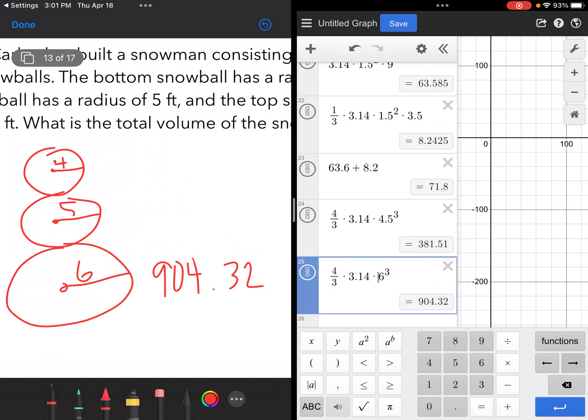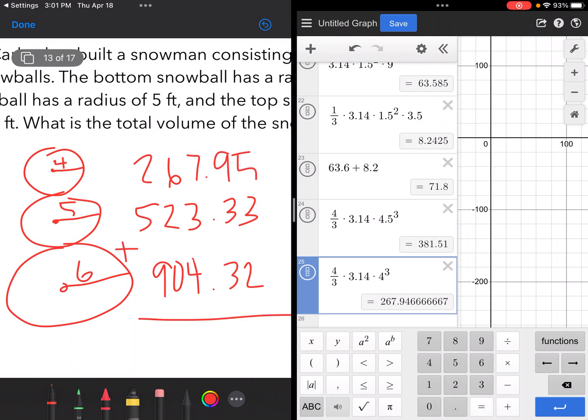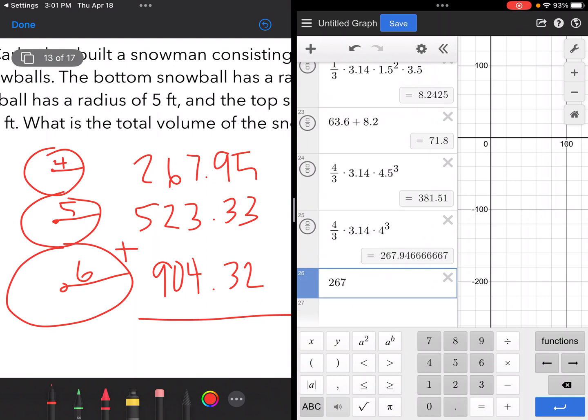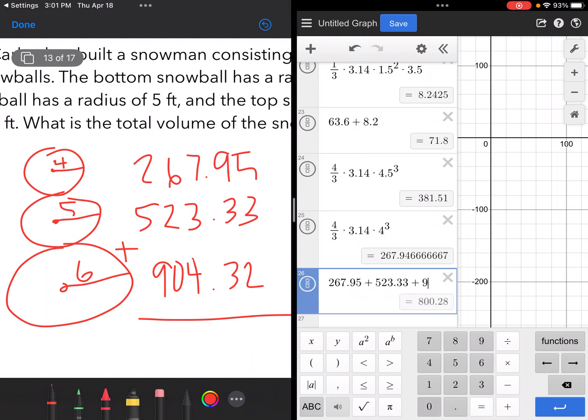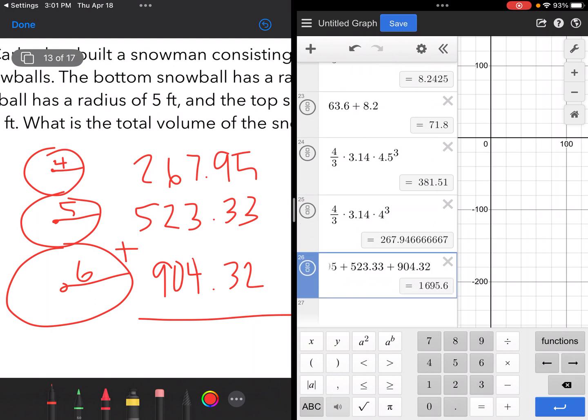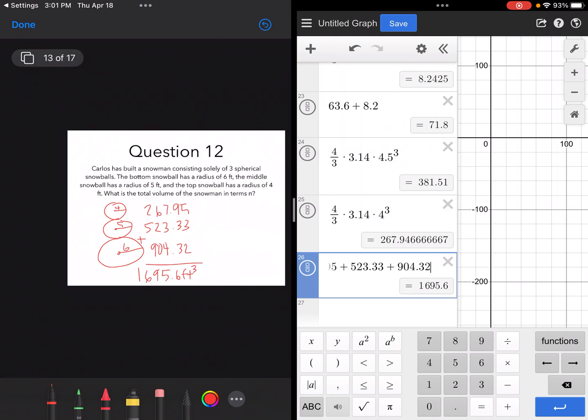Then I want to find the volume of the next one. So I get 523.33, and then I want to find the volume of the last one. And I get 267.95. And if they want to know the total volume, I'm going to add that up. So 267.95 plus 523.33 plus 904.32. And I get 1,695.6 feet cubed. It's a lot of snow.